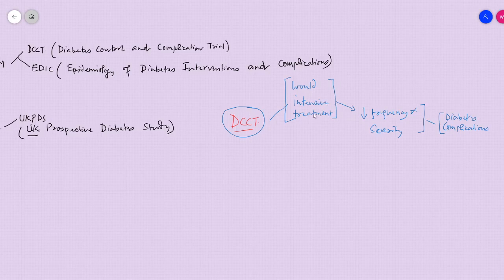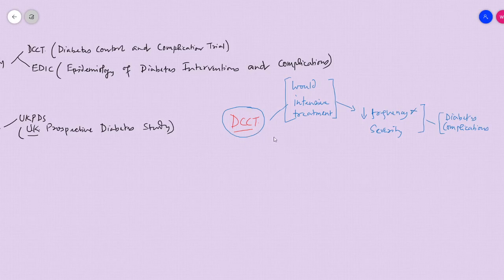So it's asking, would intensive treatment decrease frequency and severity of diabetes complications? They need something to assess the treatment, and what are they assessing? The blood sugar. Intensive treatment would mean you're giving drugs which reduce your blood sugar. So that blood sugar is what you're assessing basically, and then you're looking at the complications, the clinical picture of the patient. That was what was done in DCCT.